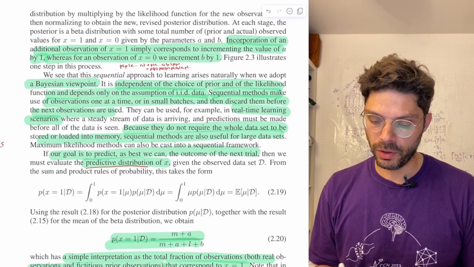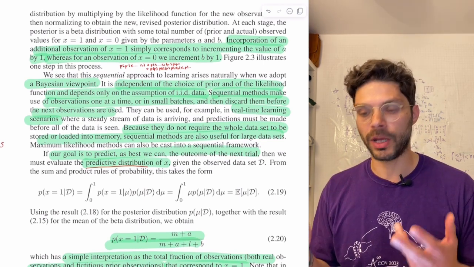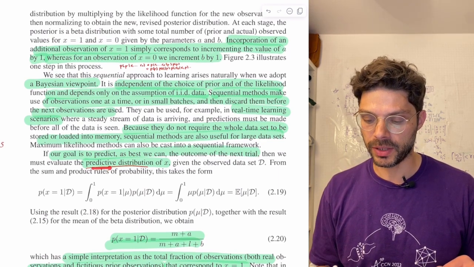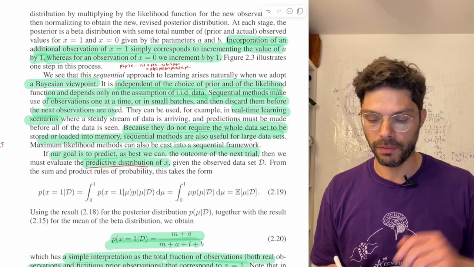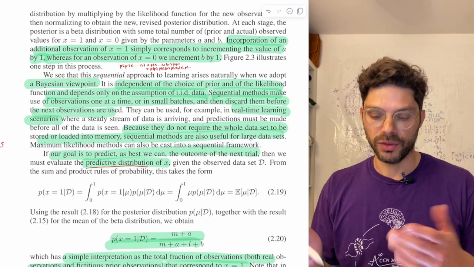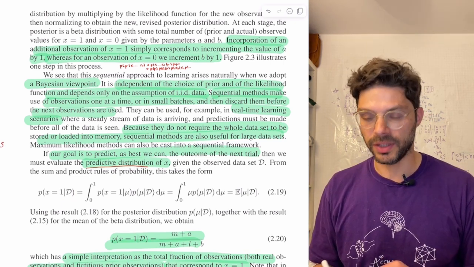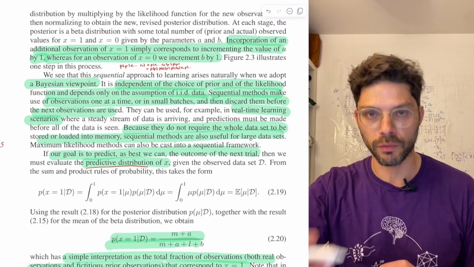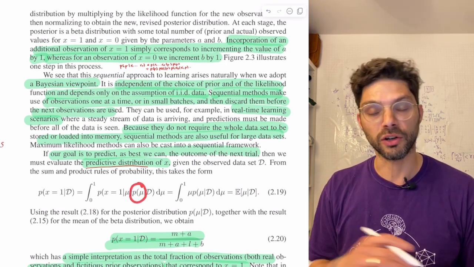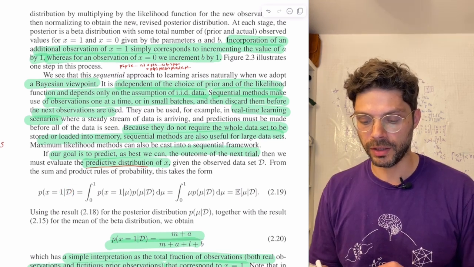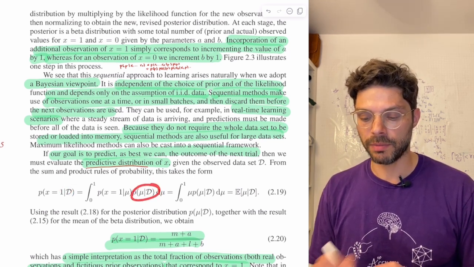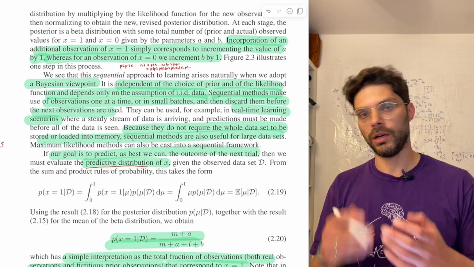Okay, so now he says, if our goal is to predict as best as we can the outcome of the next trial, then we must evaluate the predictive distribution of x. So we have to evaluate p of x equals 1, say, given the data. And using just the rules of probability, you have to kind of average over your uncertainty over mu, right? So there's no mu here, it's just data. So now you say, well, what is the probability of x being 1 given mu, times the probability of that mu given the data.